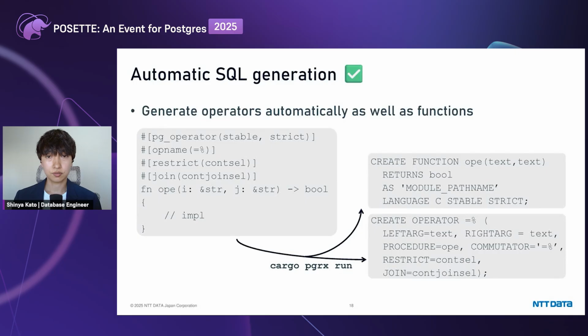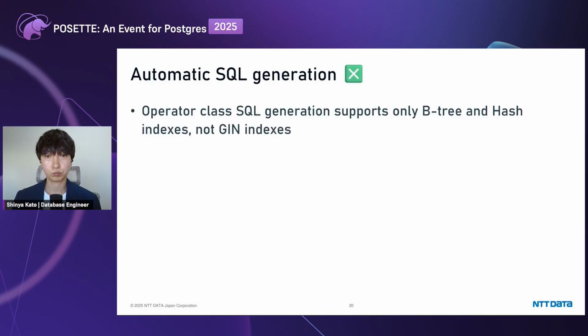Similar to functions, pgrx can also generate the necessary create function and create operator statements for operators. Just like before, in the pg operator attribute, you specify parameters for create function such as stable or strict. In the opname attribute, you specify the desired operator name. In the restrict and join attributes, you specify operator-specific parameters.